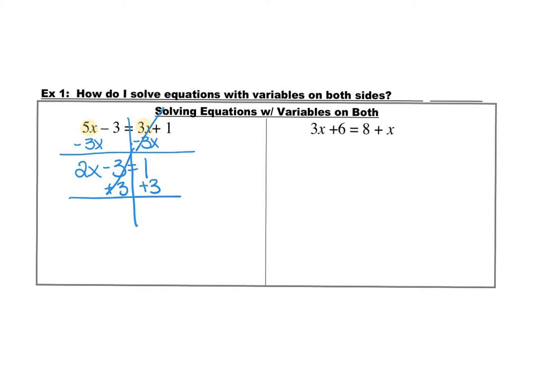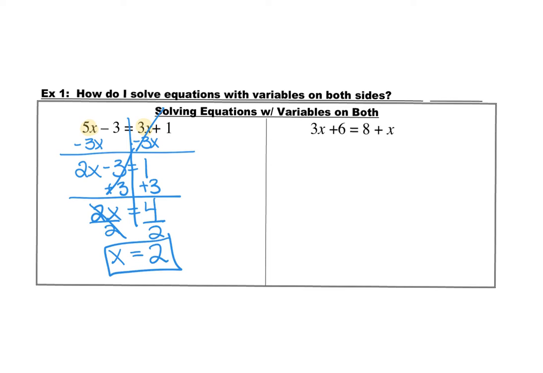And that's going to cancel out that 3, and I have 2x is equal to 4. Now I have all the variables on one side, I have all the numbers on the other side. So now it's time for me to undo that 2 multiplying the variable, so I'm going to undo it by dividing. And we have x is equal to 2.